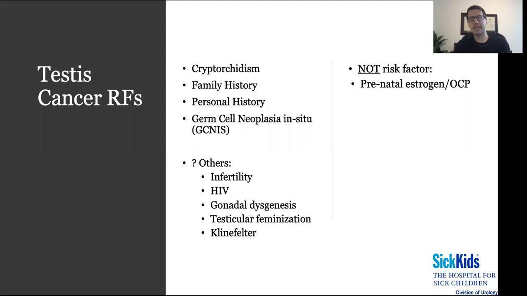So there are a few main established risk factors for malignant testicular germ cells. These are namely cryptorchidism, both a family as well as a personal history of testis malignancy, and pathology showing evidence of germ cell neoplasia in situ, or GCNIS, which was previously known as intratubular germ cell neoplasia, or ITGCN. Some other less well-established risk factors include infertility, HIV, gonadal dysgenesis, testicular feminization, and Klinefelter syndrome. Importantly, risk factors for malignancy do not include prenatal estrogen exposure, as we previously thought.